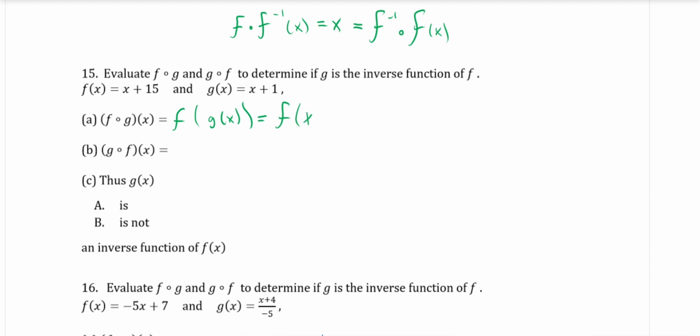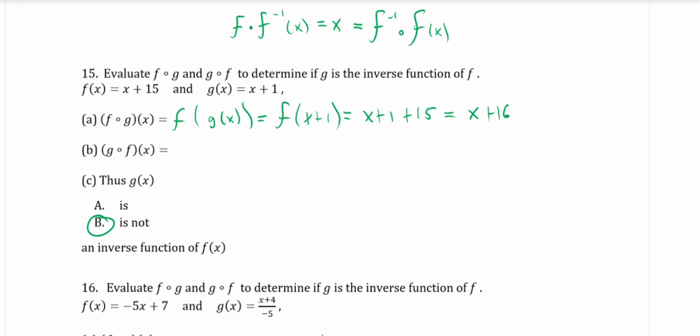Really what we're doing is plugging in x plus 1 into this function, which says add 15 to my input. So I'm adding plus 1 and then I'm adding plus 15. That's just the same as adding 16. That's not just x at all. So no, it's not an inverse.